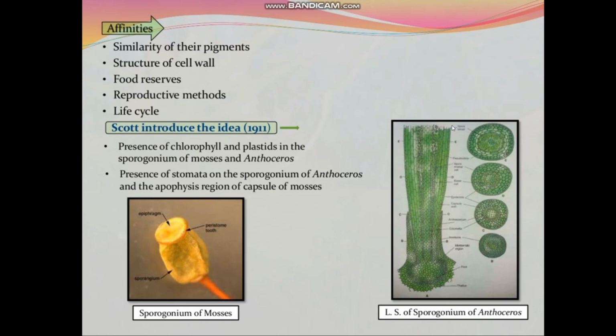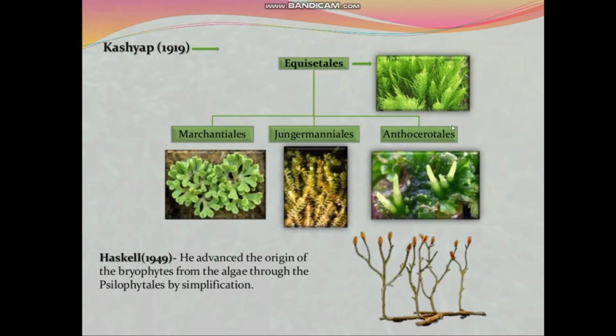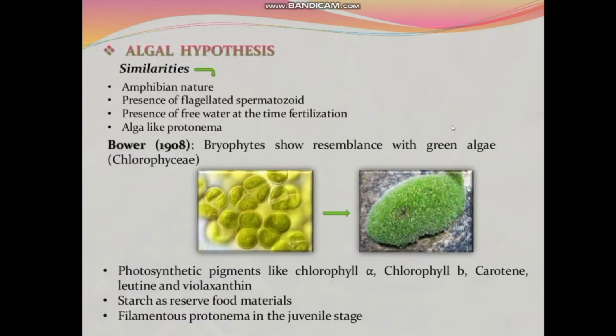This figure shows the sporogonium of mosses. They have a peristome, epiphragm and the sporogonium. This is the longitudinal section of the sporogonium of Anthoceros. Kashyap, 1919, divided the Equisetales into three orders: Marchantiales, Jungermanniales and Anthocerotales. And Haskell advanced the origin of the bryophyta from the algae through the xerophytes by simplification.